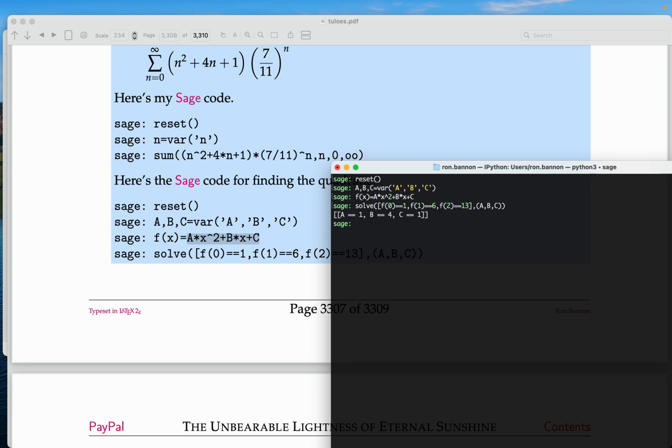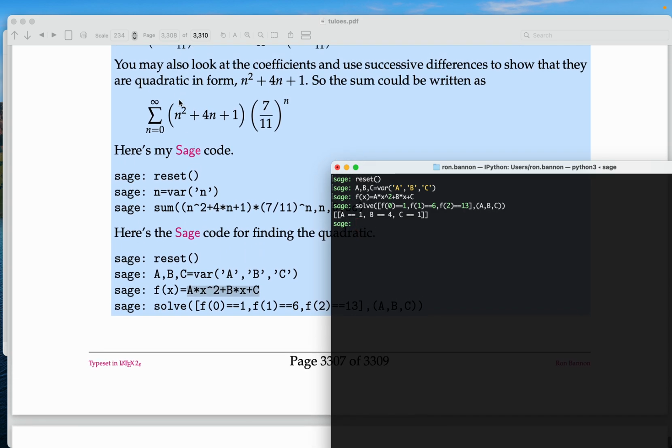And what do you get? You get a is 1, b is 4, and c is 1. And that's what we got up here. Again, the 1 is on the quadratic, so it's n squared plus 4n plus 1. And that's what we're getting.